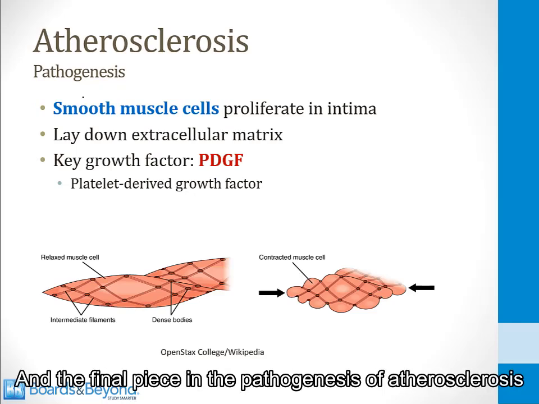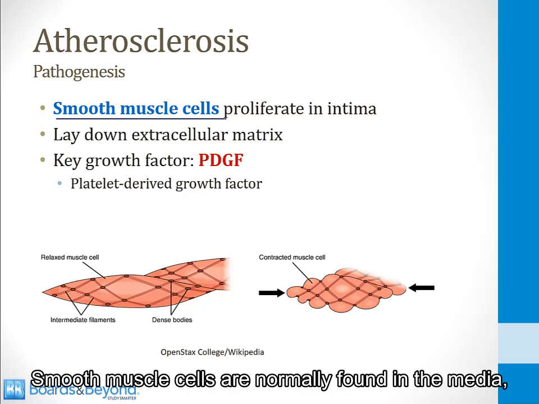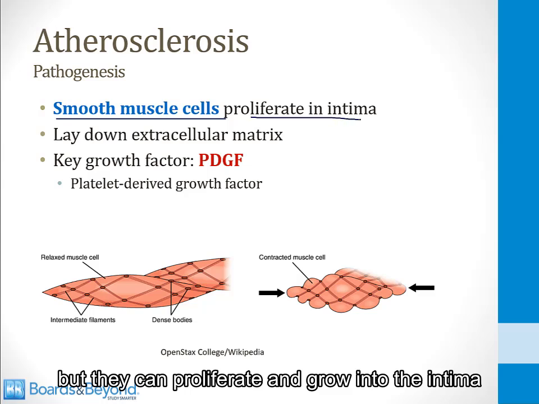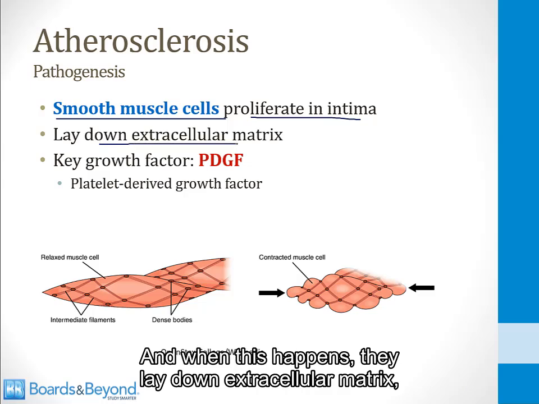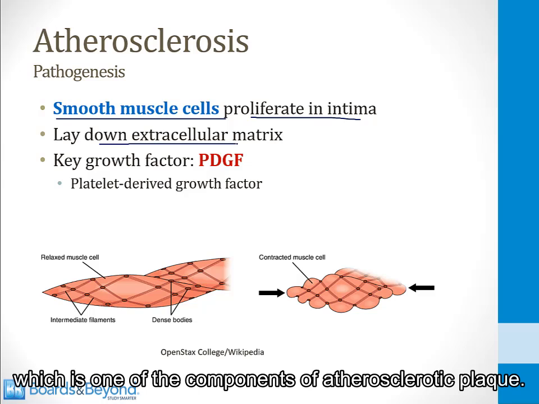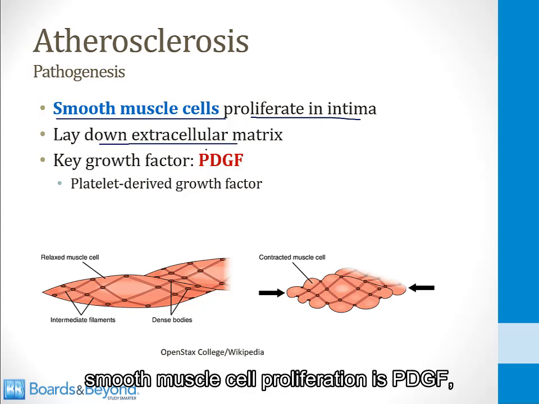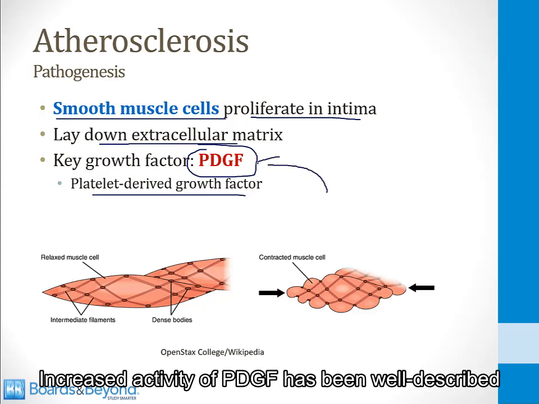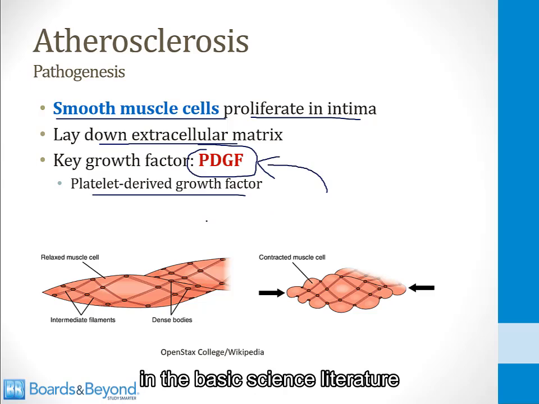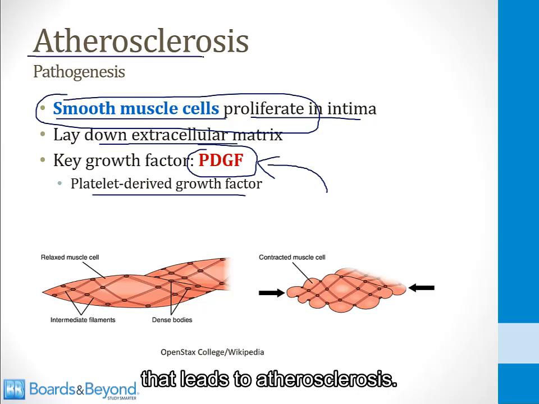And the final piece in the pathogenesis of atherosclerosis is smooth muscle cell proliferation. Smooth muscle cells are normally found in the media, but they can proliferate and grow into the intima in patients with atherosclerosis. And when this happens, they lay down extracellular matrix, which is one of the components of atherosclerotic plaque. And a key growth factor for driving smooth muscle cell proliferation is PDGF, which is platelet-derived growth factor. Increased activity of PDGF has been well described in the basic science literature as a stimulus for smooth muscle cell proliferation that leads to atherosclerosis.